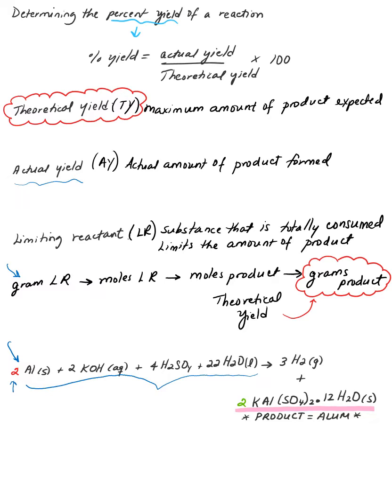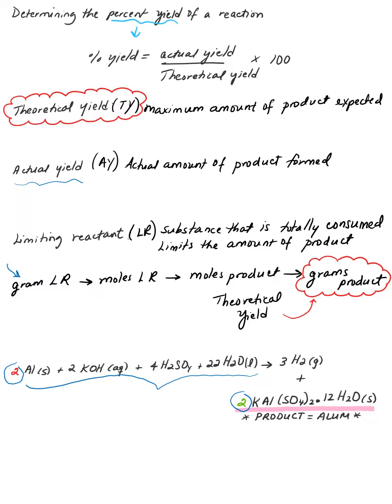So you can see that I have a number in red in front of aluminum and a number in green in front of alum, your product. That right there is your molar ratio. Look, for every 2 moles of aluminum that are reacting, you're getting 2 moles of alum, which is your product. So I have here 2 moles, and right there 2 moles. So that's your molar ratio. Every 2 moles of aluminum is giving you 2 moles of product.